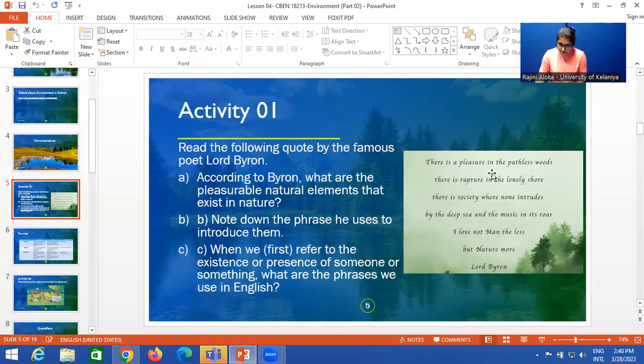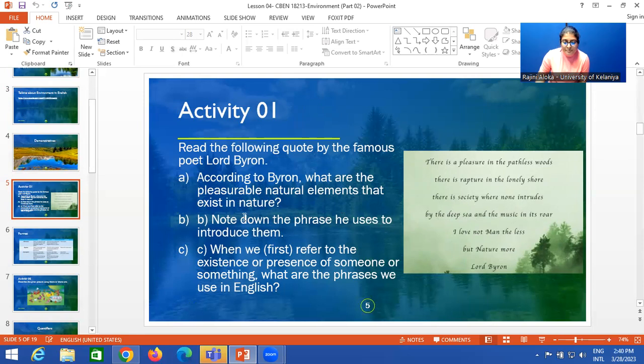There is a pleasure in the pathless woods. There is a rapture in the lonely shore. There is society where none intrudes. By the deep sea and the music in its roar, I love not man the less, but nature more.